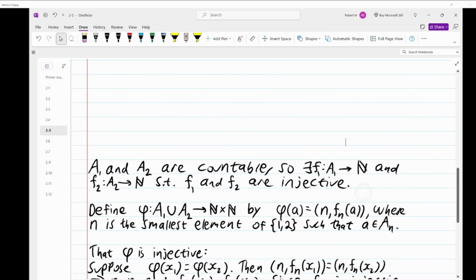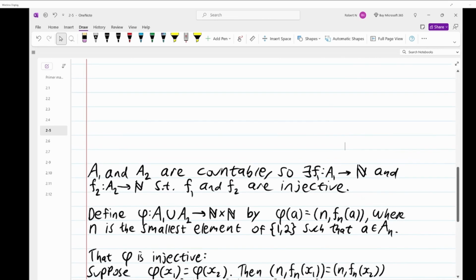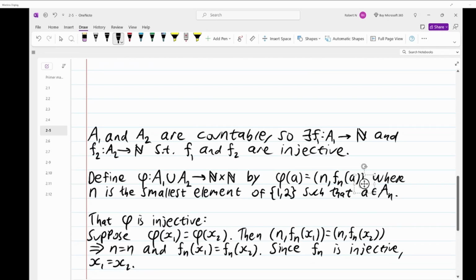That means we're going to suppose that some two outputs are the same. Phi of x1 is equal to phi of x2. How is phi defined? Well, it's right here. N, Fn x1 equals N, Fn x2, which means that N equals N, because these things are equal. Both of these things have to be equal to each other, and these two things also have to be equal to each other. So Fn x1 equals Fn x2.